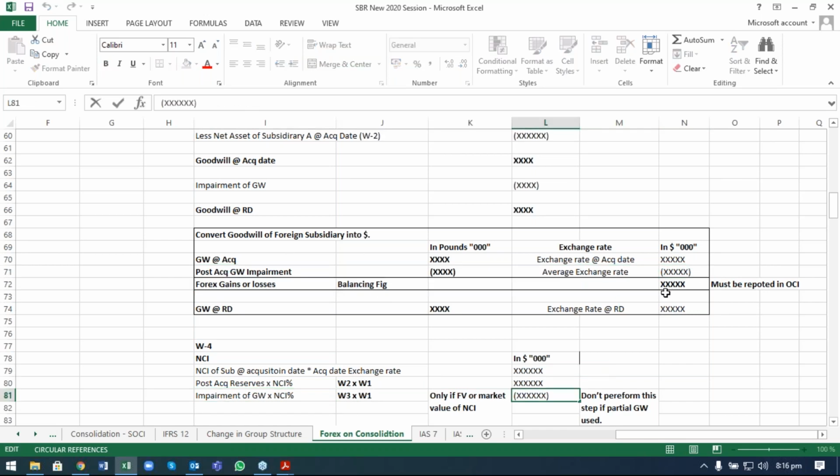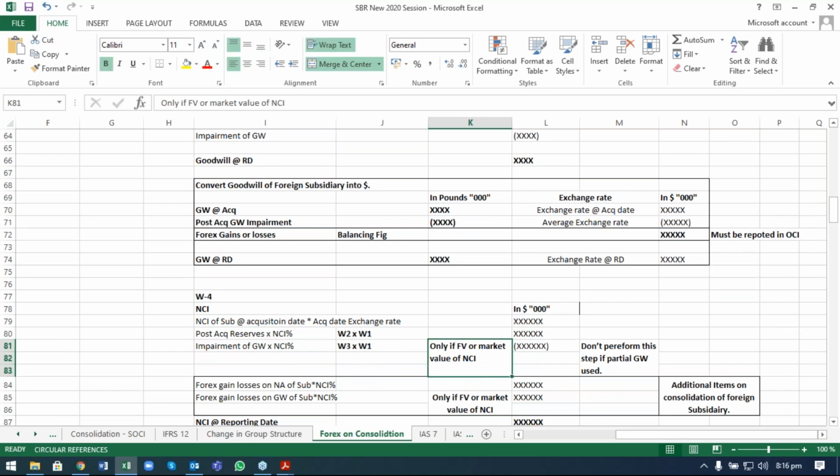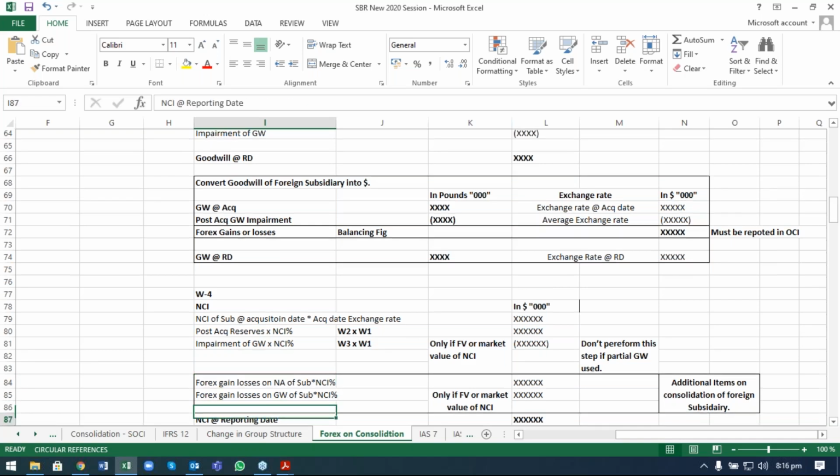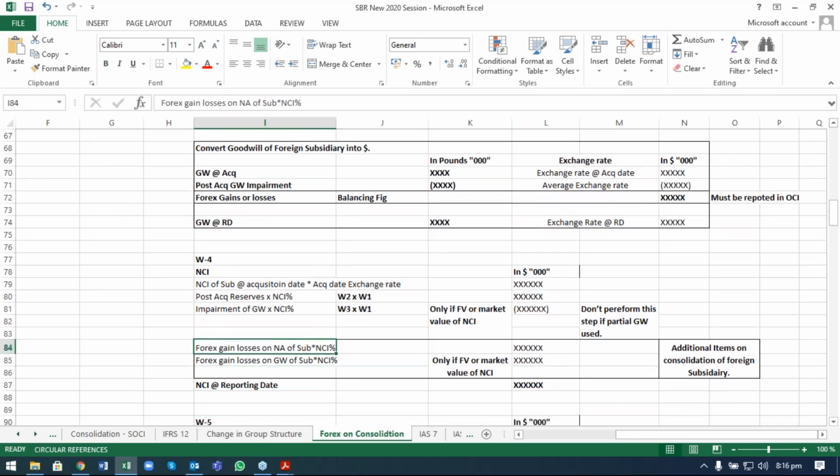If you can see, I believe I have not mentioned it, but this goodwill should be accounted for. But one more thing, this is also explained here. If the full goodwill method was used, then you're not supposed to apply this foreign exchange. Another step that you need to perform when you are calculating NCI: if the full goodwill method is used, you can see here, only foreign exchange on net subsidiary multiplied by the NCI percentage, you are calculating this, right? This is something additional on consolidation of a foreign subsidiary. Within NCI, you need to add up these two things.